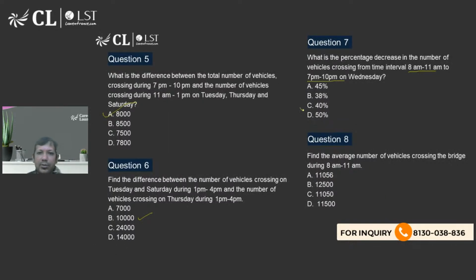यार ये तो गजब ही आसान क्वेश्चन है. Next one, what is the average number of vehicles crossing the bridge during 8 to 11 a.m.?